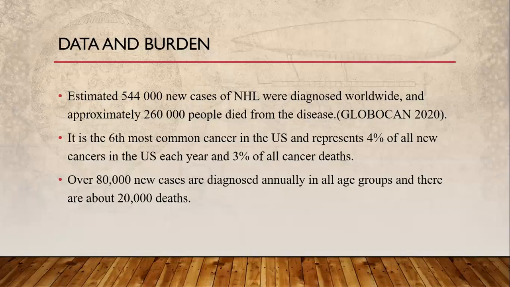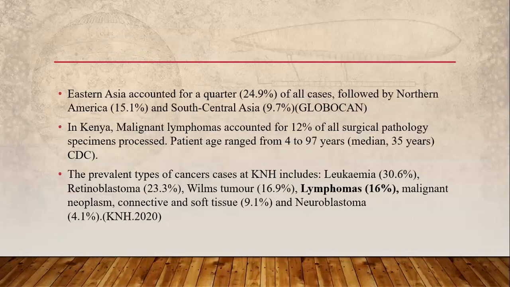In other jurisdictions in the US, still about 80,000 new cases are diagnosed annually, and in all groups there were about 20,000 deaths. So in Eastern Asia, the disease is more common, which I will show you later in the diagram presentation, whereby about a quarter, that is 24.9% of all cases globally, are found in Eastern Asia. And it's followed by Northern America with around 15.1%, then South Central Asia at around 9.7%. These are as per the Globocan statistics.